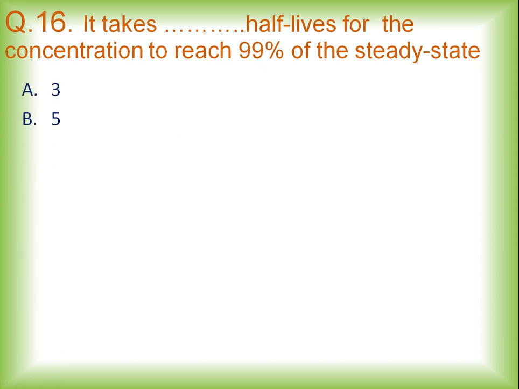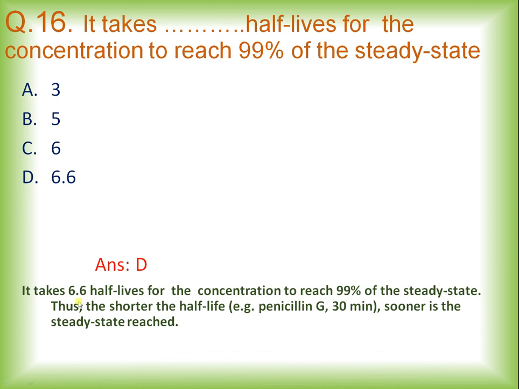Now the options are 3 half-lives, 5 half-lives, 6, or 6.6, and the right answer is option D, that is, it takes 6.6 half-lives for the concentration to reach 99% of the steady state. As I told you, it takes 6.6 half-lives for the concentration to reach 99% of steady state. Thus, the shorter the half-life, for example penicillin G, which has a t-half of 30 minutes, the sooner penicillin G will achieve steady state.